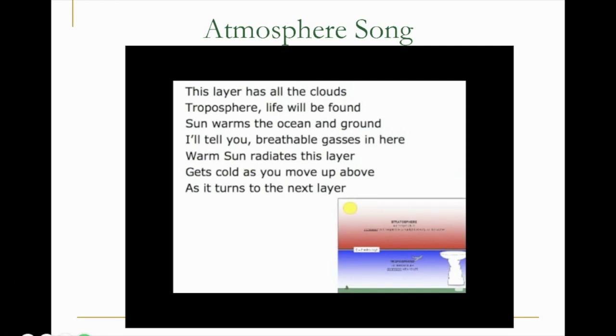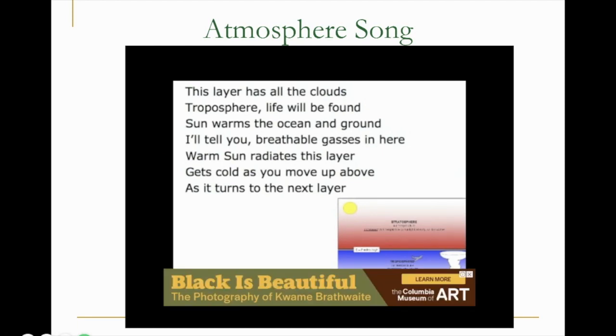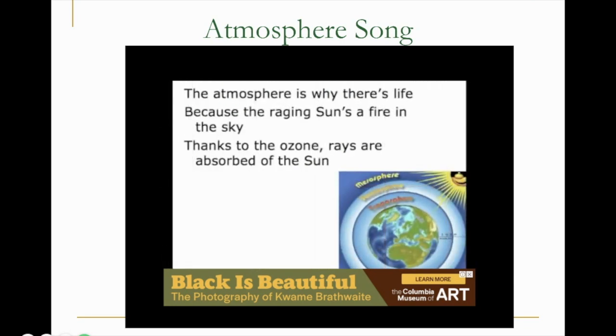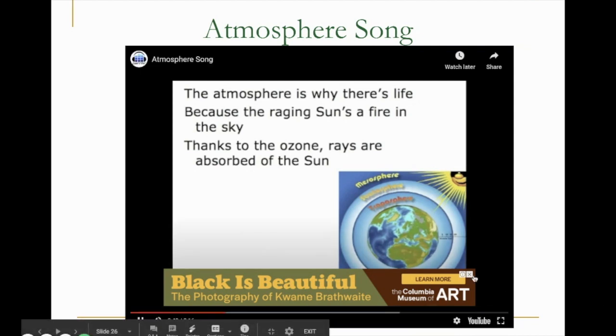This layer has all the clouds. Troposphere life will be found. Sun warms the ocean and ground. I'll tell you, breathable gases in here. Warm sun radiates, this layer gets cold as you move up above, as it turns to the next layer. The atmosphere is why there's life, because the raging suns of fire in the sky. Thanks to the ozone, rays are absorbed of the sun.